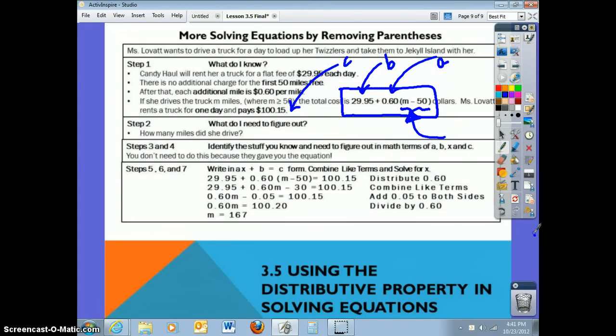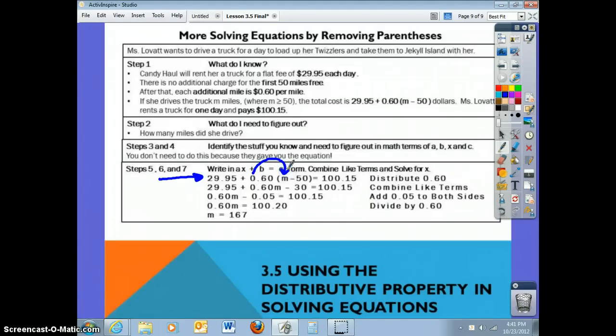So the variable is actually M minus 50. That's when you start being charged the 60 cents. So as I said, it's a little bit more complicated, but they gave us the equation. So we identified A, B, X, and C, and we have this equation right here. Now we're just going to use the distributive property and solve for M. First thing we're going to do is distribute the 60 cents to the M and get 0.60M. We distribute the 60 cents to 50 and get 30. 0.60 times 50 is 30. So now we have 29.95 + 0.60M - 30 = 100.15.